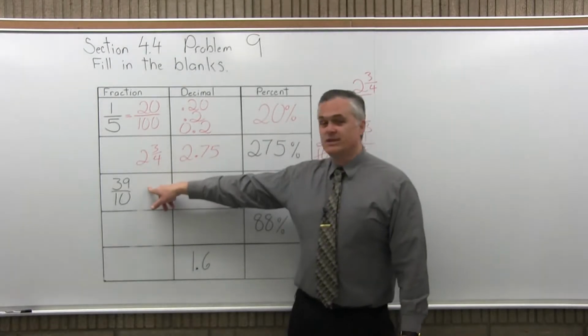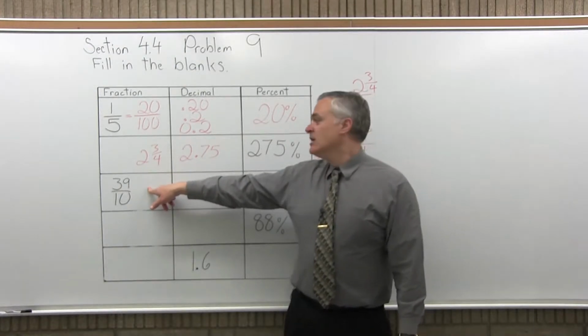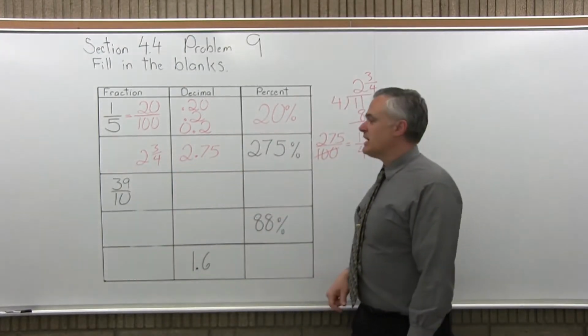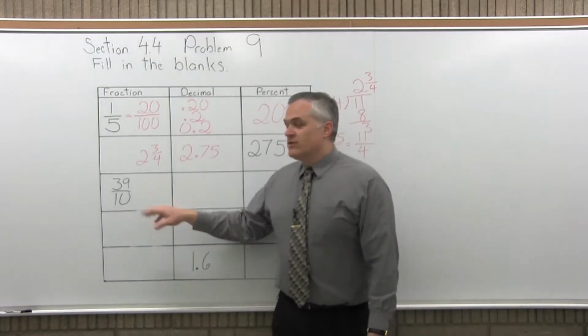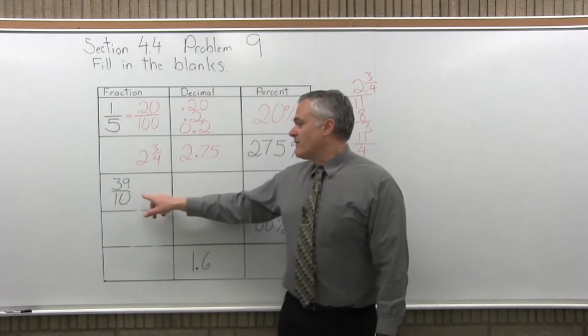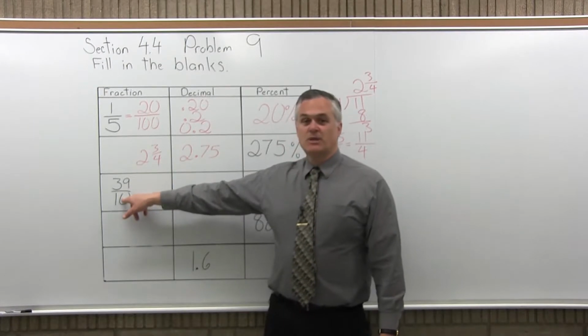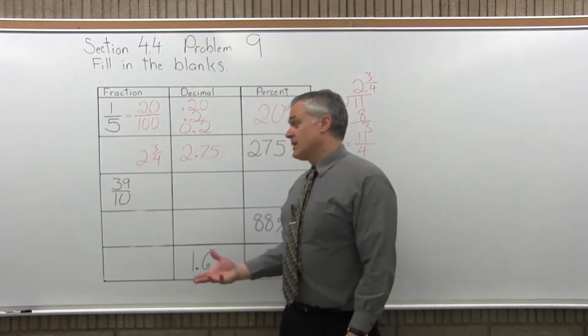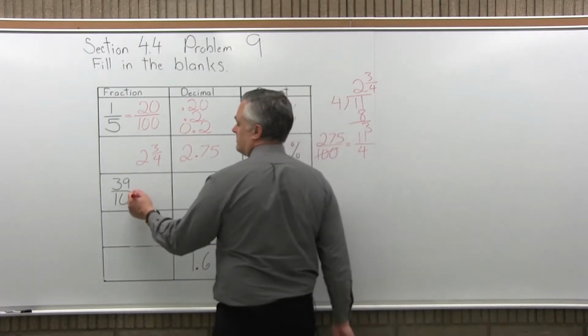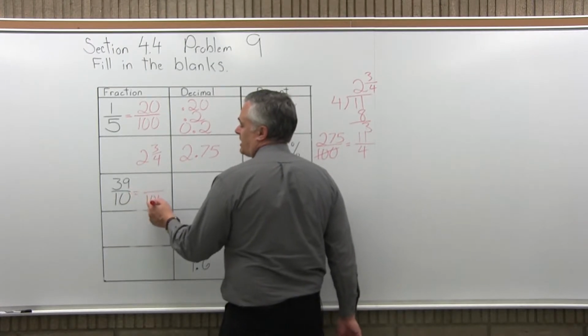The block that's filled in is the fraction block. It's 39 over 10. Write that as a decimal and as a percent. So as with all the fractions, if I can, I want to find something to multiply times the denominator of 10 to turn it into 100. Well, times 10 will work. So I can make that denominator 100 easily.